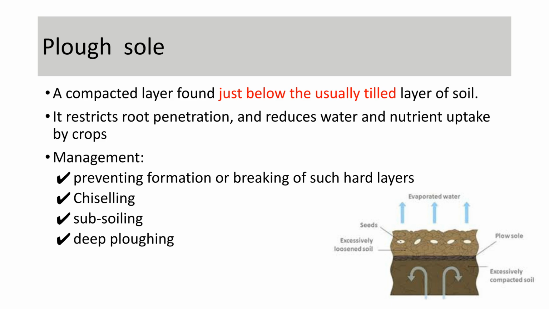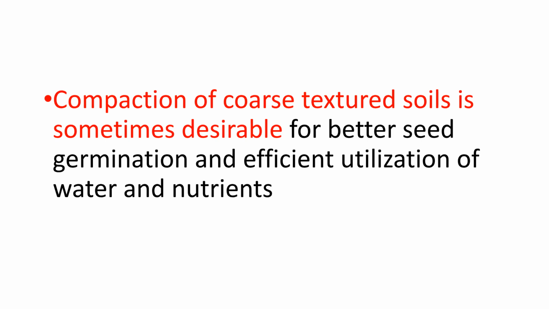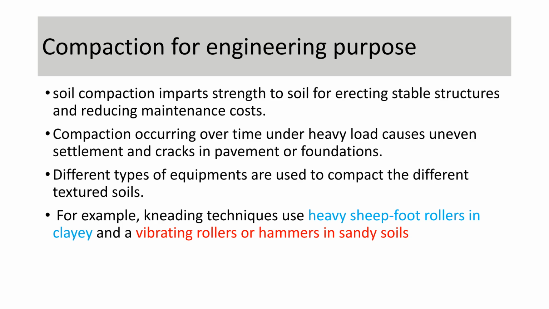A plow sole is a compacted layer beneath the tilled layer that restricts root penetration. Management involves preventing its formation or breaking it up through chiseling, subsoiling, or deep plowing. Compaction of coarse-textured soils can sometimes be beneficial for better seed germination and efficient utilization of water and nutrients. For engineering, soil compaction provides strength for stable structures.